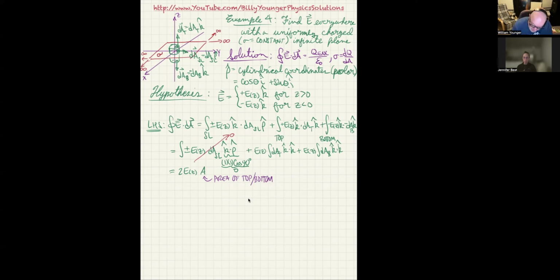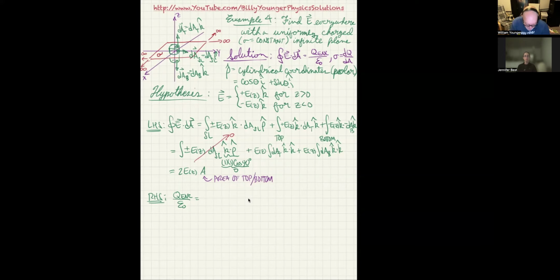Okay. Now that I got the left-hand side, I can do the right-hand side. Sorry about it taking so long. The right-hand side is Q enclosed over epsilon naught. We did find that the charge density is sigma. So if you take sigma and multiply it by an area, you'll get a charge. Well, the area of the top, since this is a cylinder, is the same as the area where the cylinder runs into the flat plane. So that's an A as well.